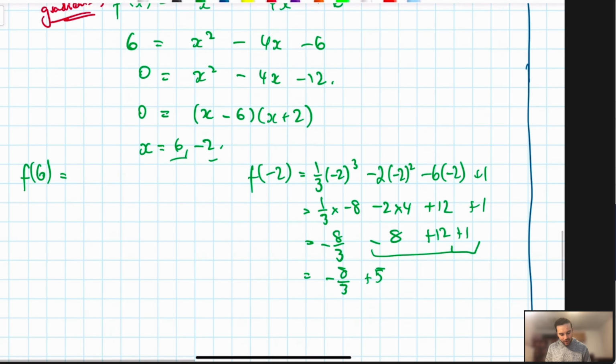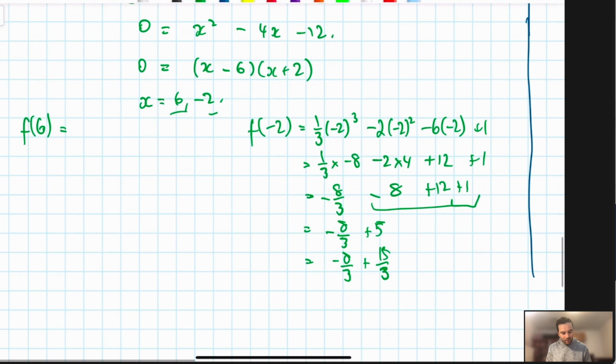Okay, and then we better do it right. -8 on 3, and this is going to be plus 15 on 3. Did I do that right? Yes, times by 3 and 3, and then this is going to be 7 on 3. So therefore we can write out the coordinates, and I should really double check my coordinates before I make myself do this just live. -2, 7/3.